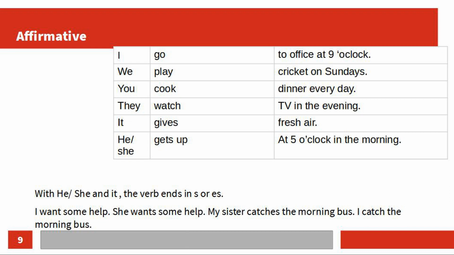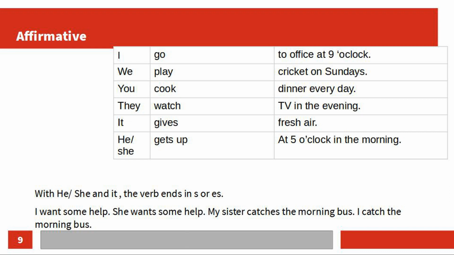Affirmative. If your sentence starts with I, we, you, they, the form of verb you use is go, play, cook, watch. Like I go to office at 9 o'clock. We play cricket on Sundays. You cook dinner every day. They watch TV in the evening. It gives fresh air. He or she gets up at 5 o'clock in the morning.